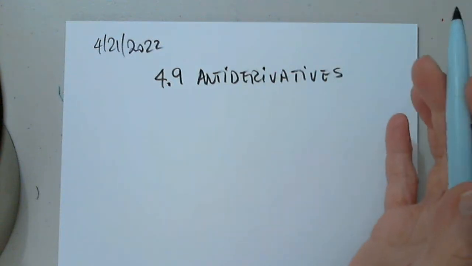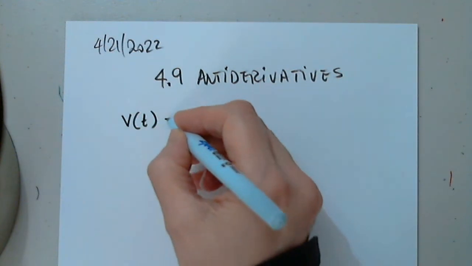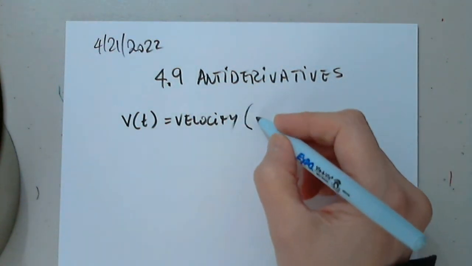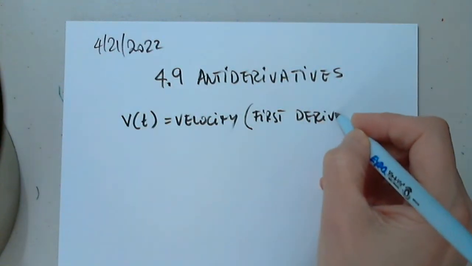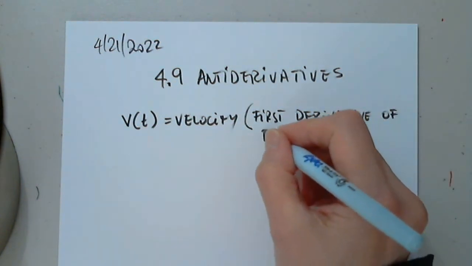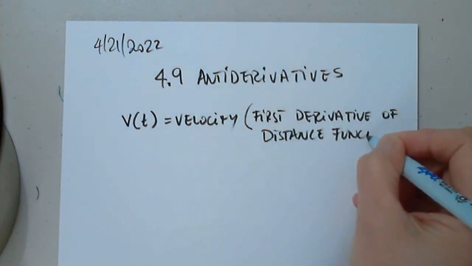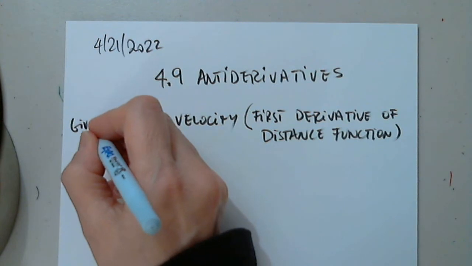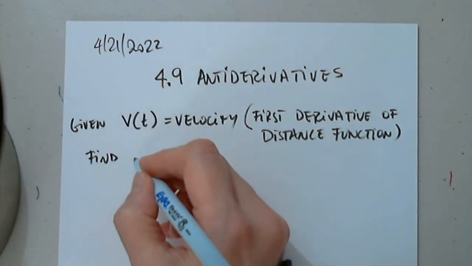Antiderivative. For example, if I am given the velocity, which I know is the first derivative of the distance function, so given the velocity, given v of t, find s of t.